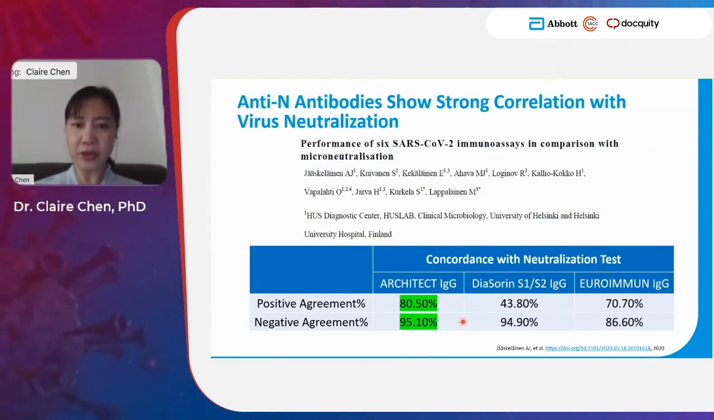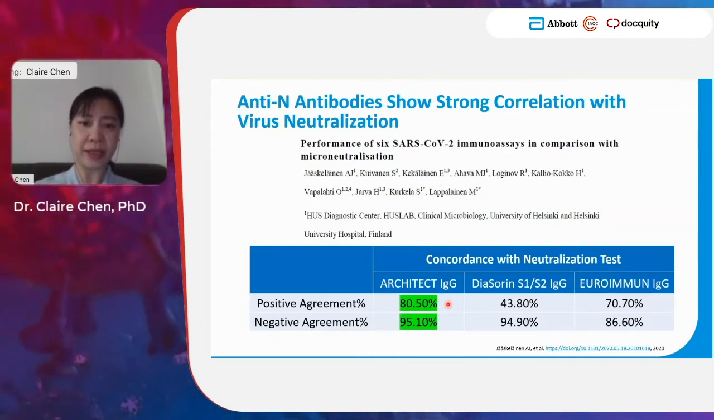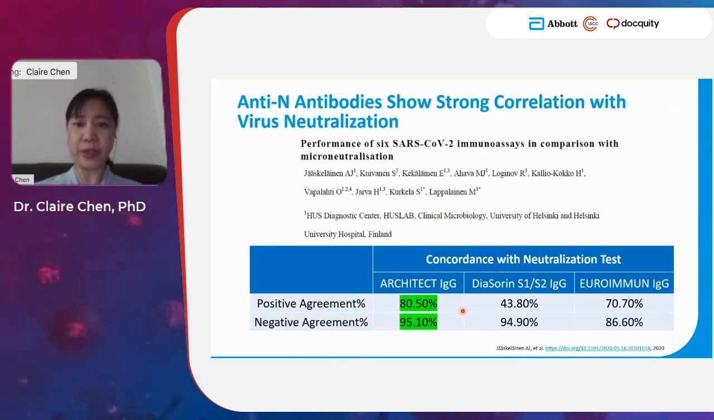This is quite interesting because our assay used the nucleocapsid protein, or N protein, but the DiaSorin assay uses the S1 and S2 subunits of the spike protein. Yet, in relation to the correlation between the assay result and the neutralization test result, our assay, although it's an N assay, has a much better correlation than the spike protein designed assay.